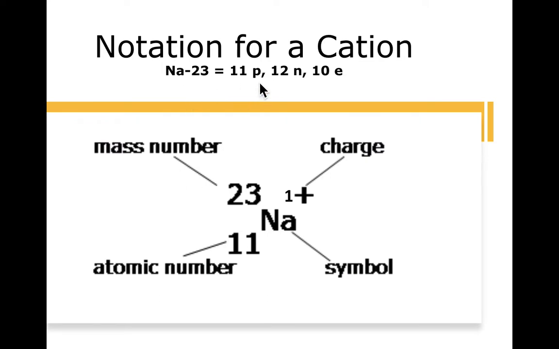Now, here is the notation for the cation sodium 23. That has 11 protons, 12 neutrons, and 10 electrons. We can see that the mass number, which is protons plus neutrons, 11 plus 12, would give us 23. That's up here in this upper left corner. The atomic number, which is the number of protons, is 11. Here's the symbol, and the charge is up here in the upper right corner, and it includes both the number and the symbol. And again, how do we get plus 1? Well, 11 protons minus 10 electrons gives us 1 extra proton or 1 extra positive charge.